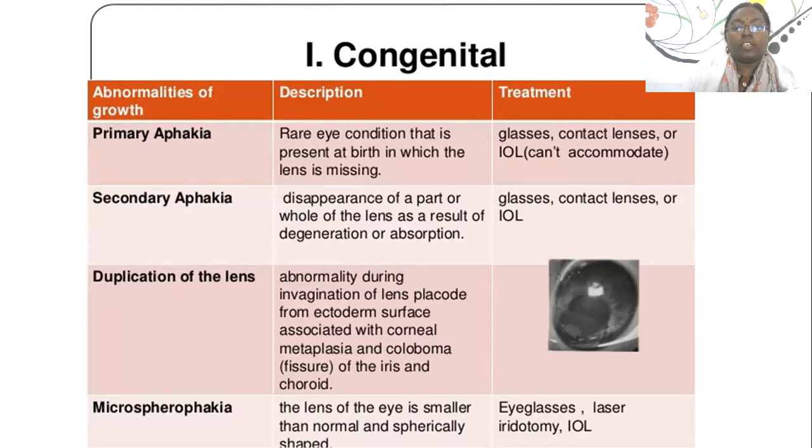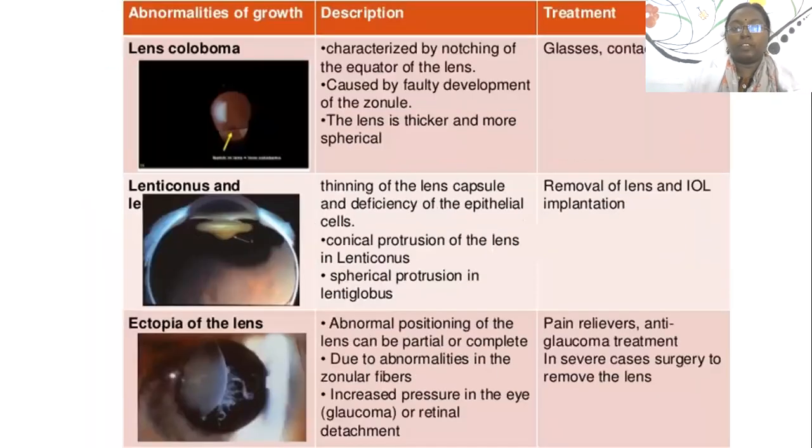Duplication of lens: abnormality during invagination of lens fluid from the ectoderm surface, associated with corneal metaplasia and coloboma of iris and choroid. There can be microspherophakia. In microspherophakia, the lens of the eye is smaller than normal and is spherical in shape. Treatment includes eyeglasses, IOL, laser iridotomy.